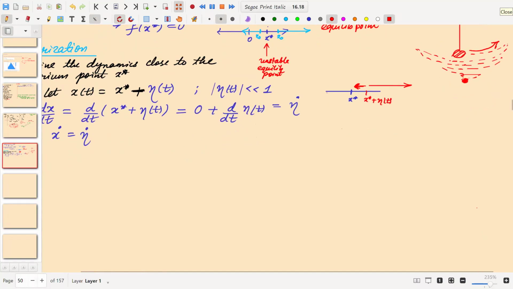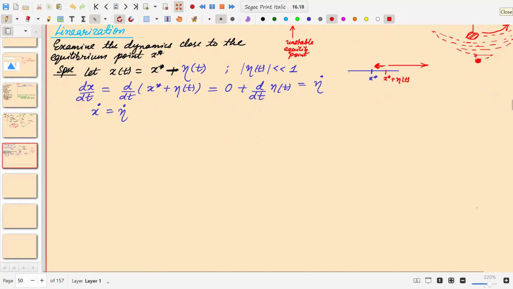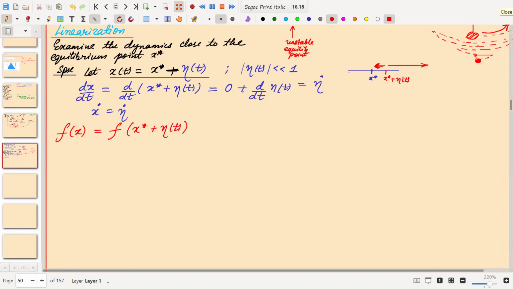So this is dx by dt, you got x dot equals eta dot. Now what is f of x? dx by dt equals f of x. What is x? x is x star plus eta t, right? Can we substitute that? So this is f of x star plus eta t. Now, does this give you some thoughts? What is going to happen next?